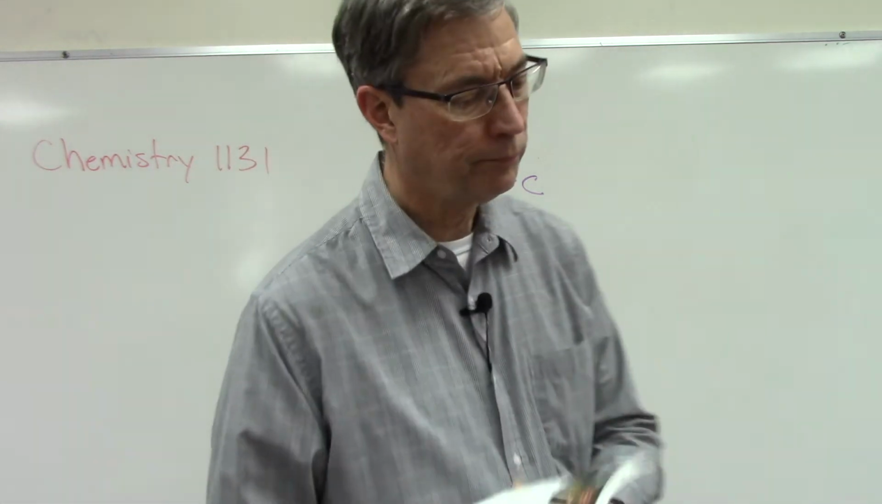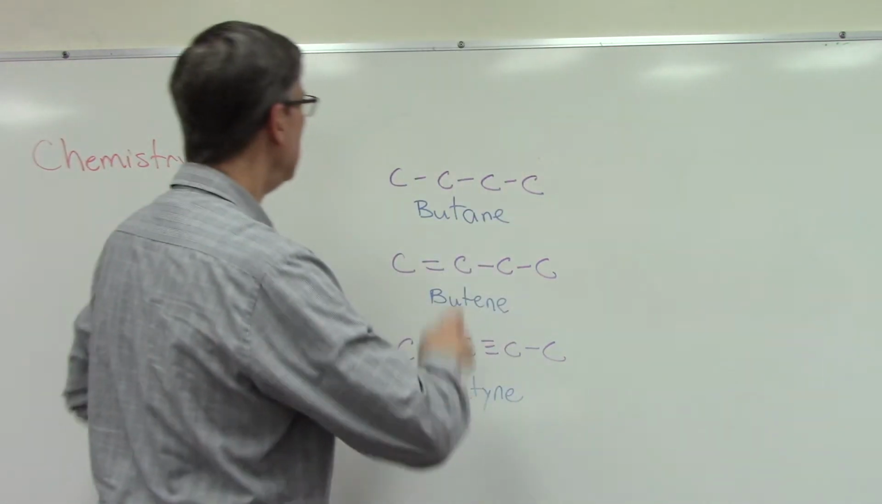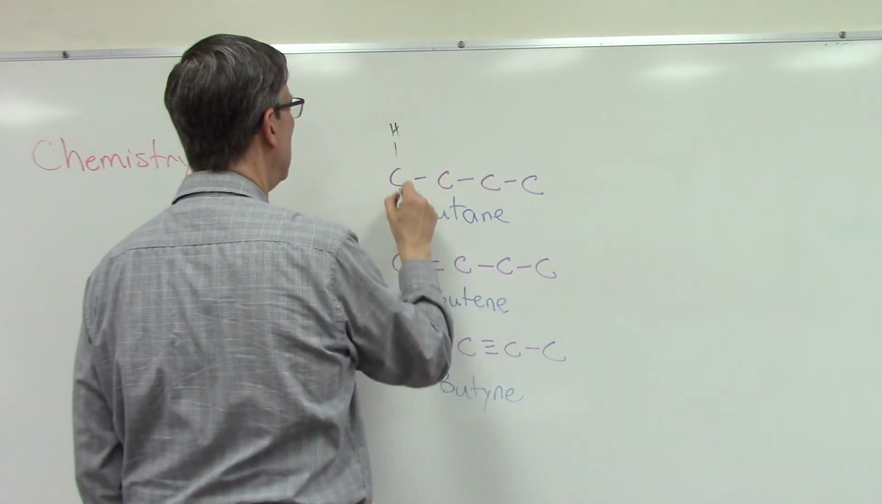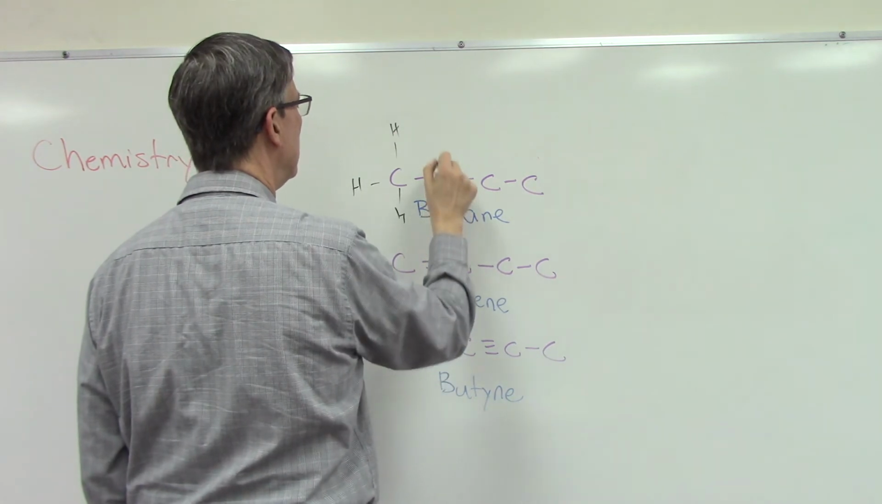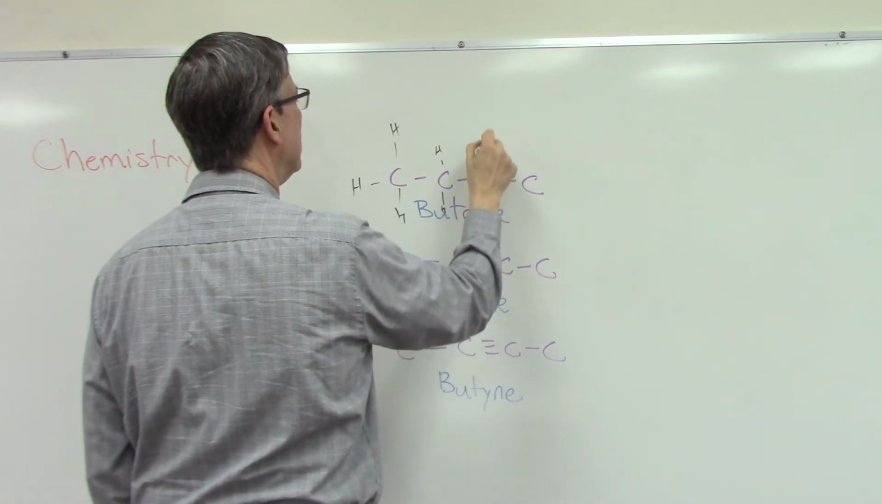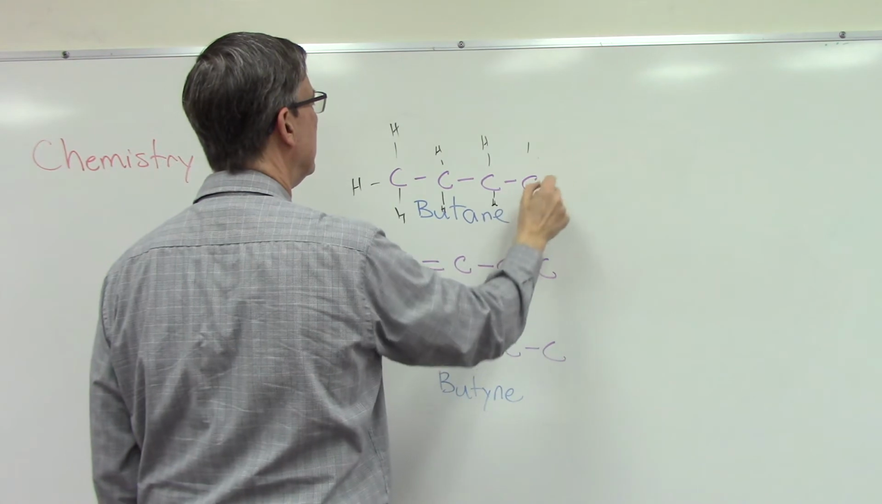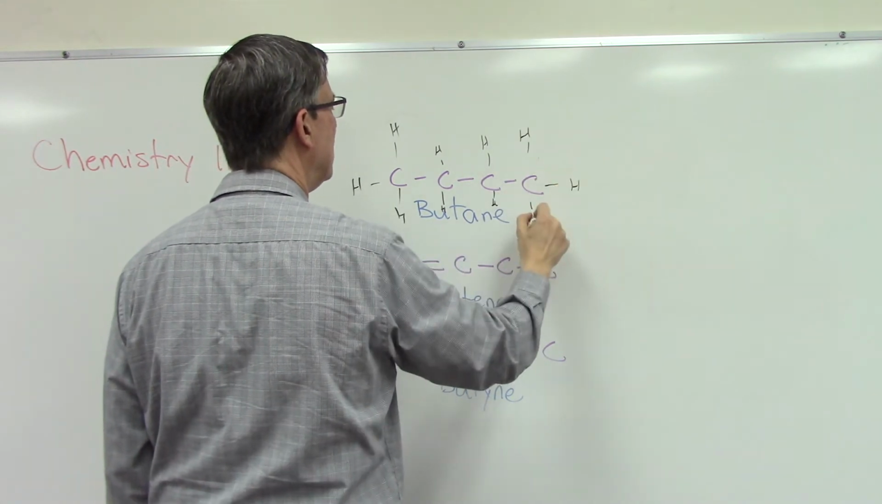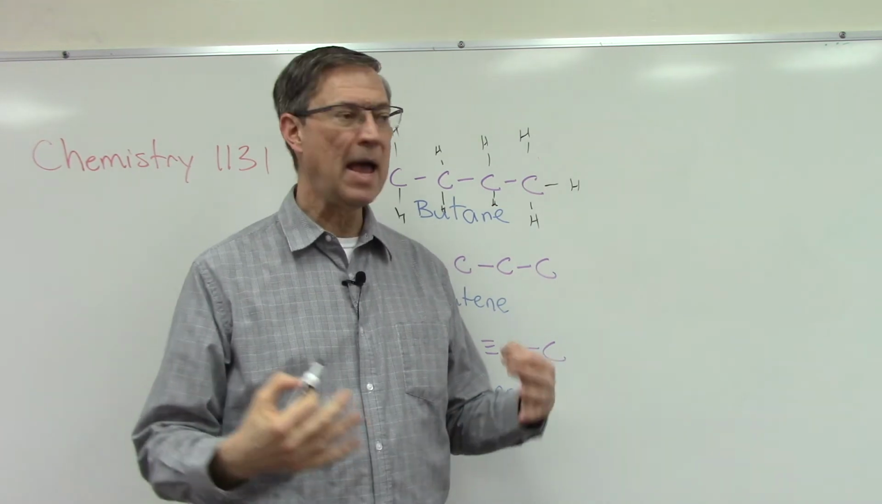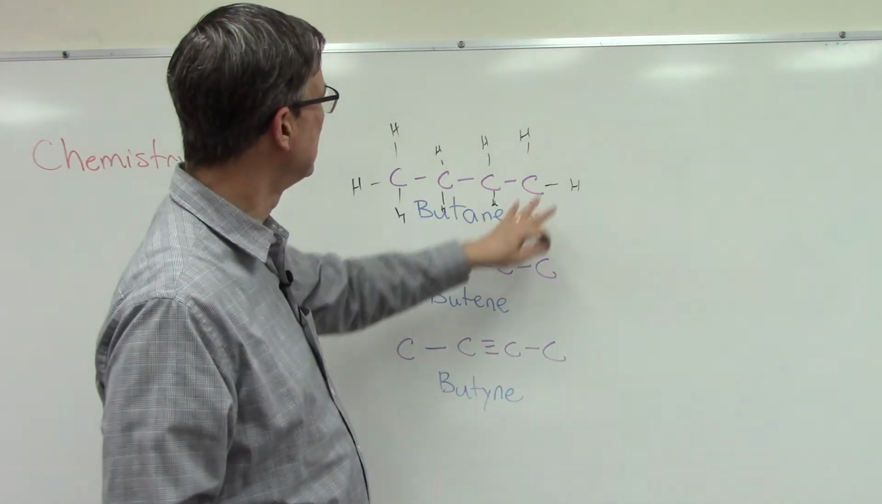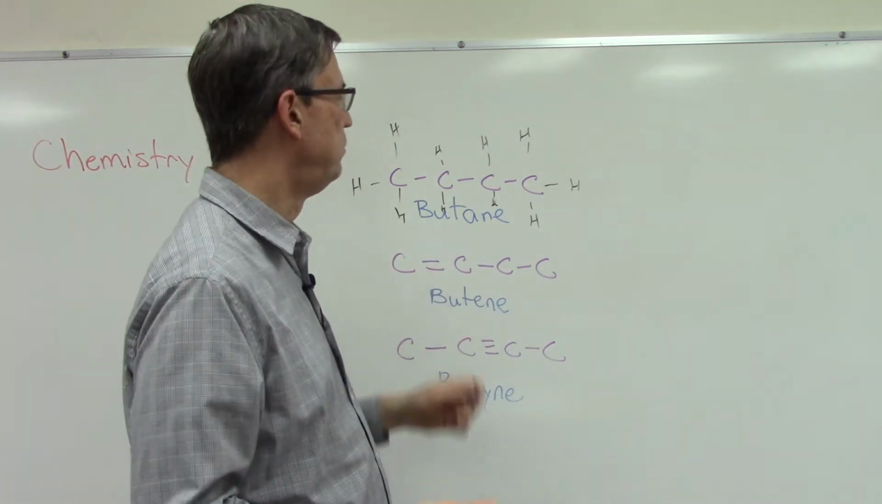And I could add a hydrogen here, a hydrogen here, a hydrogen here, put another hydrogen here, 1 up here, 1 here, 1 down here, here, here, here, and here. And hydrogen is the most common element to be added on, and that would be butane.